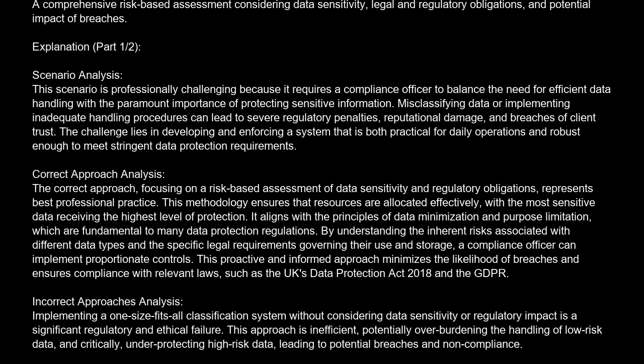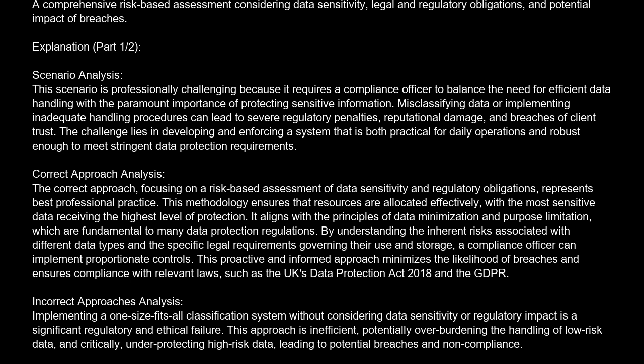The correct answer is A. A comprehensive risk-based assessment considering data sensitivity, legal and regulatory obligations, and potential impact of breaches. Explanation. Scenario analysis. This scenario is professionally challenging because it requires a compliance officer to balance the need for efficient data handling with the paramount importance of protecting sensitive information.